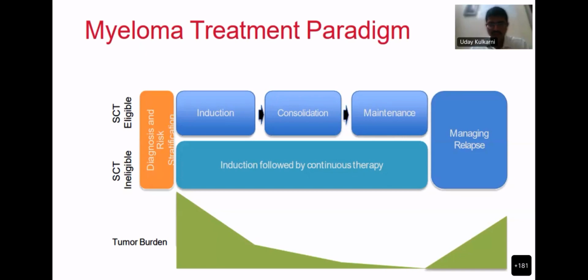Any other questions from students? Yes, sir. We have two more questions. One is how to establish the clonality of plasma cells to fulfill the criteria of MGUS, SMM, or MM. Is flow cytometry a must?